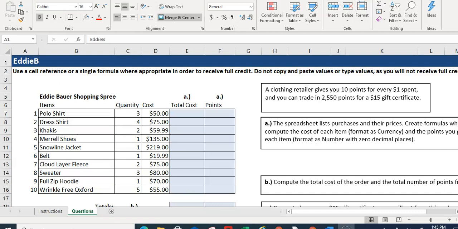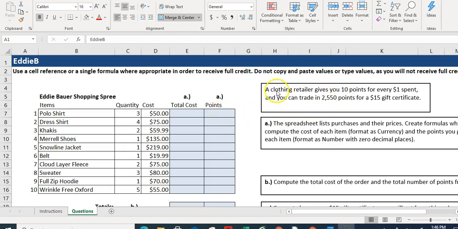We're going to be looking at the Chapter 2 EddieB Excel spreadsheet. What you have here is an Eddie Bauer shopping spree, and you're going to be calculating the total cost for your bill. In other words, how much are you paying for all of these items? And then, like a lot of stores currently do, you're going to be able to get points.